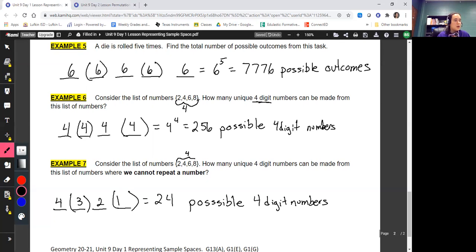If you need to draw a bag like I did to help you figure out what the problem is asking you for, I highly recommend it.